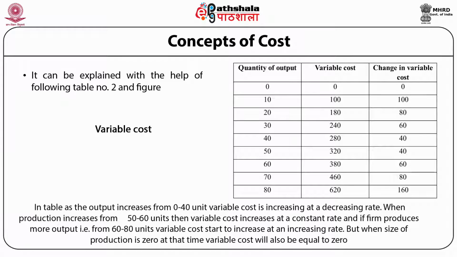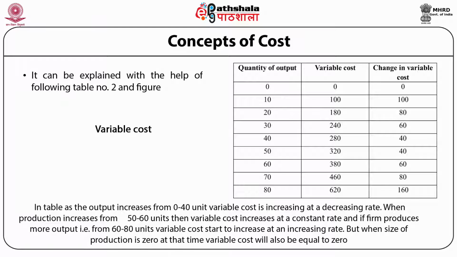In table, as the output increases from 0 to 40 units, variable cost is increasing at a decreasing rate. It means when firm produces 0 units, variable cost is also 0. When firm goes on increasing their production, that is to 10 units, its variable cost is 100. When firm goes on increasing the level of production, that is up to 40 units, their variable cost is 280, which shows that it is increasing at a decreasing rate.